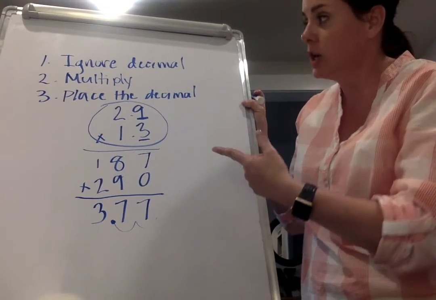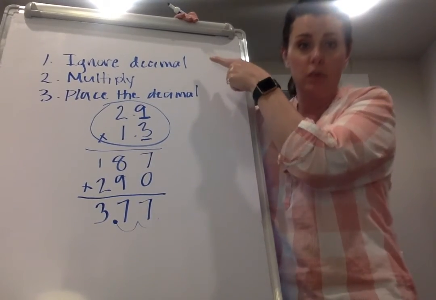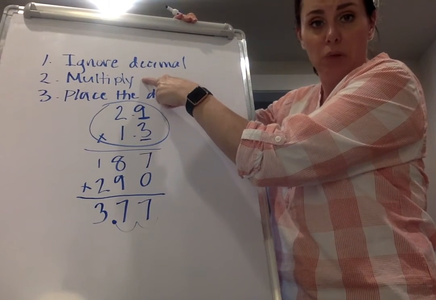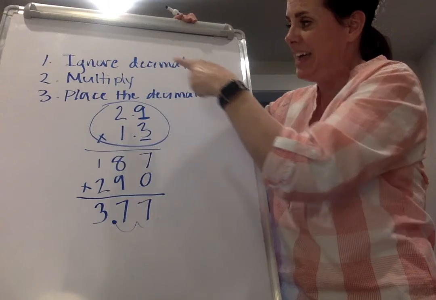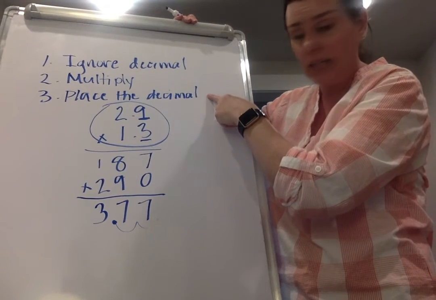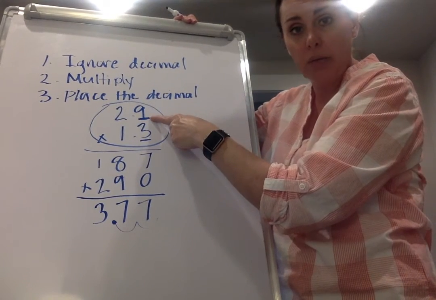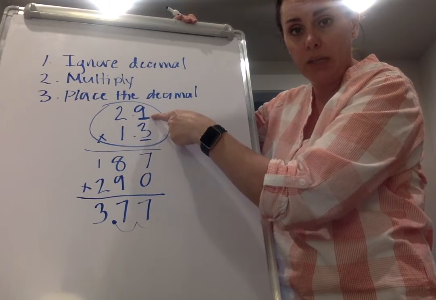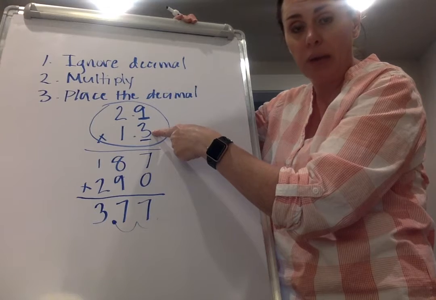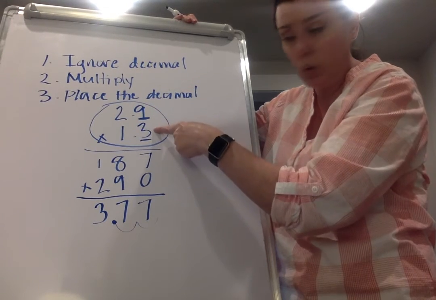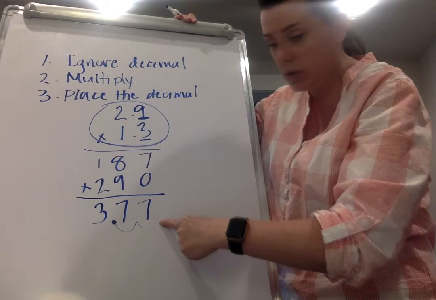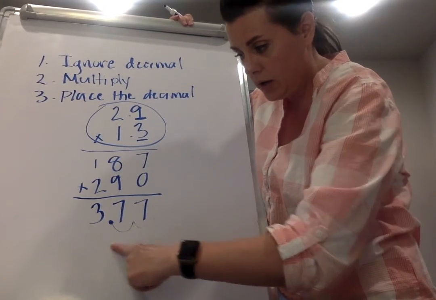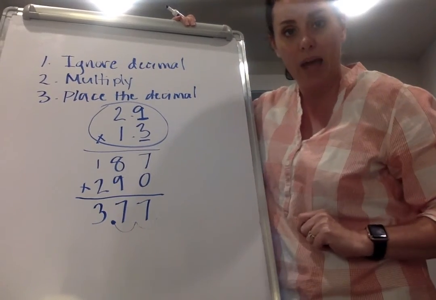All right? So if you follow these steps in your review today, first you ignore the decimal. Then you multiply as usual. Then you place the decimal by counting how many numbers are behind the decimals in the equation. Here we've got one number behind the decimal. In this one we've got another number behind the decimal, so that equals 1, 2. So then we come down here to our answer. We place our decimal 2 spots over. 1, 2, right there. Okay?